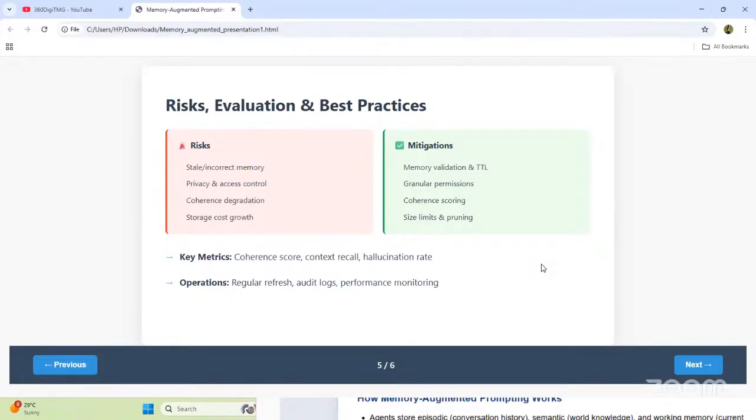We evaluate performance with metrics like coherence score, context recall rate, and hallucination frequency. Operationally, it's essential to refresh memory, maintain audit logs, and monitor latency. In short, manage memory as carefully as you manage your data quality.